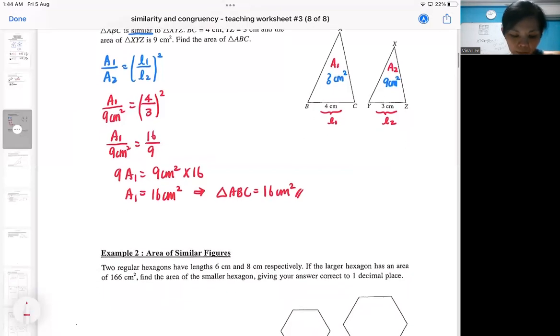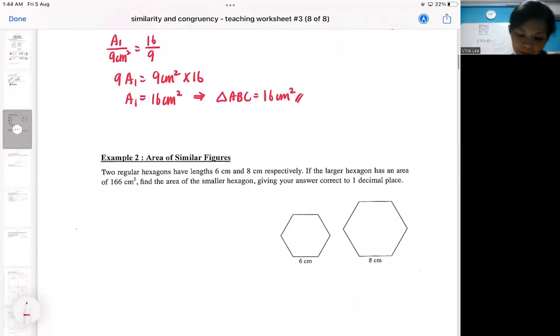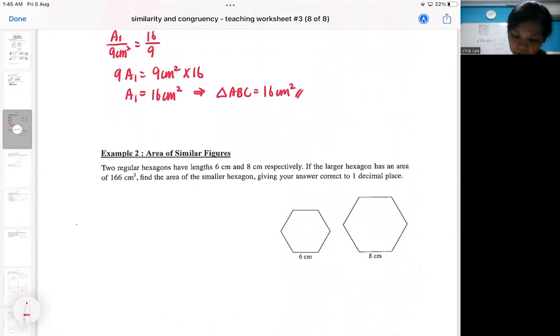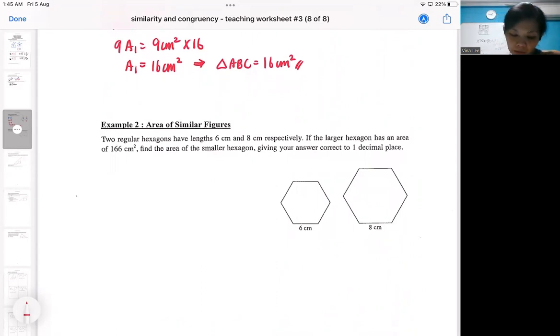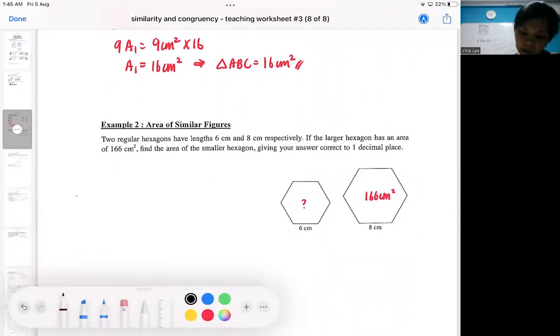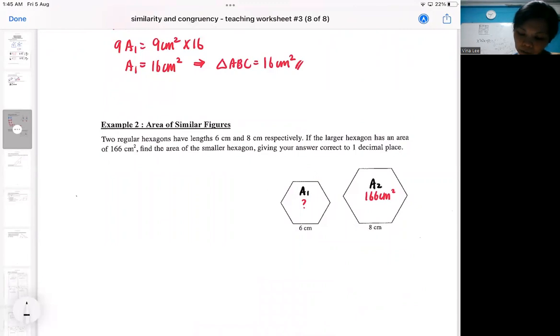So in the same thing, if the next one, we don't see a triangle, but we already see, actually, I think this one, I may have forgotten to type in the word similar. So the two pentagon, hexagon are considered similar. Okay, so the bigger one is 166. So we are trying to find the smaller one. So again, it's your choice. Which one do you want it to be? A1, A2, L1, L2. So you decide for yourself.